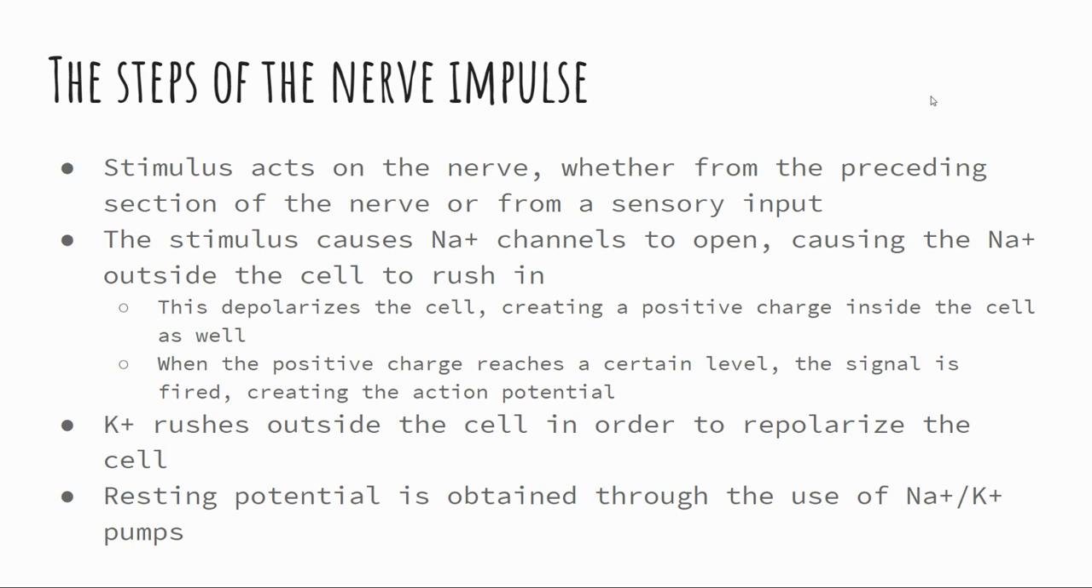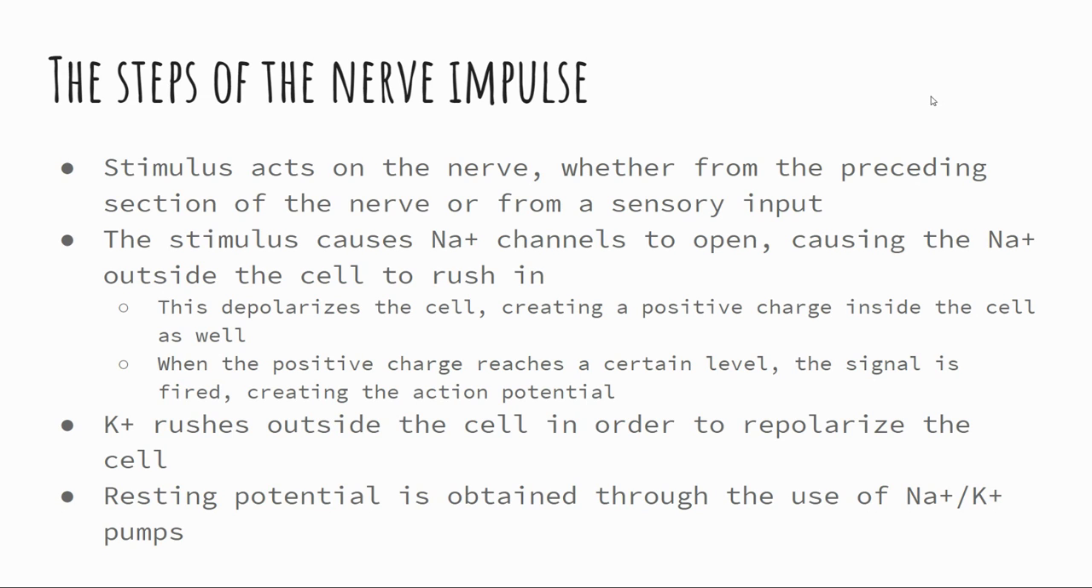This is going to create a positive charge inside the cell as well. When the positive charge reaches a certain level, the signal is fired, creating the action potential. At this point, potassium is going to rush outside of the cell in order to repolarize the cell. Remember, it's a high concentration of potassium ions inside the cell, not outside. So when the potassium pump channels open, the potassium is going to rush out of the cell. This is going to repolarize the cell, or remake that charge differential.